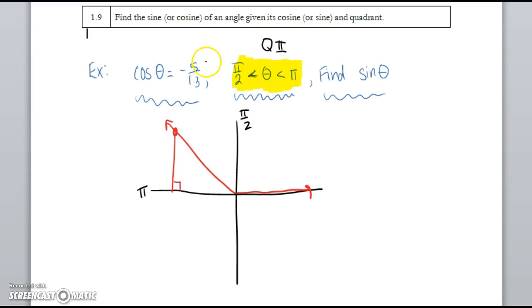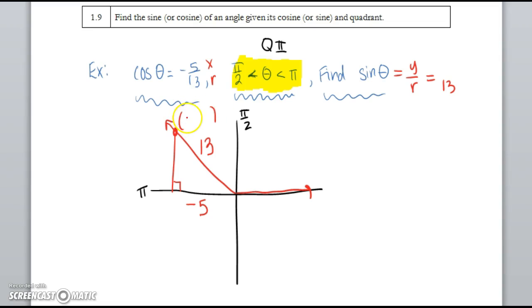Cosine is x over r. And so in this sketch, the x value, or the horizontal portion of our triangle, has a length of 5. We're going to make it negative because it's located on the negative side of our graph. And r, which is the radius of our circle, or the hypotenuse of our triangle, is 13. Now we want to find sine of theta, which is y over r. We know r is 13, but we have to find y.